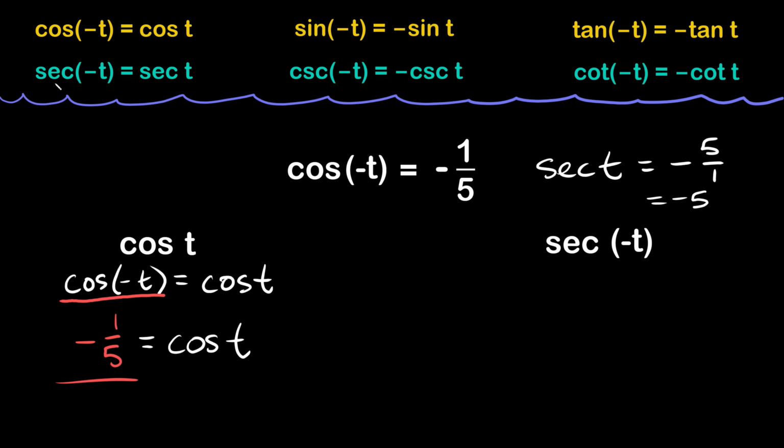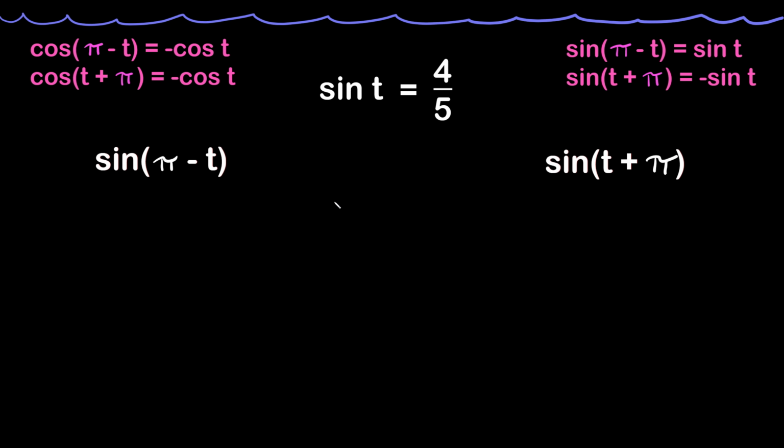So let's use our identity right here that tells us, let's write it over here, the secant of negative t is equal to secant of t. So secant of negative t, that's what we're looking for, and it's saying that it's equal to the secant of t, which we just found right up here. It's equal to negative 5. So the secant of negative t is equal to negative 5. All right, just a couple more here.